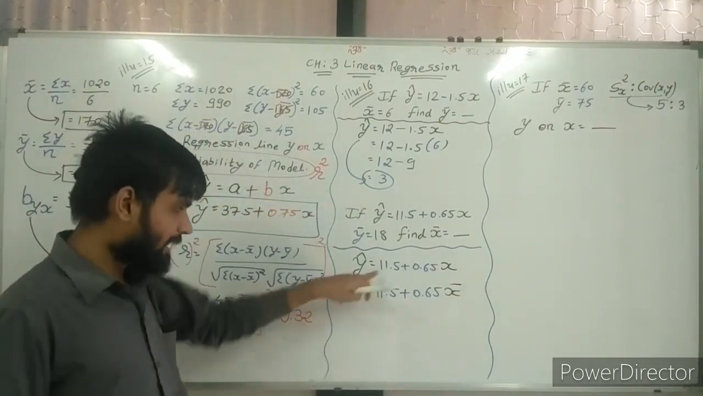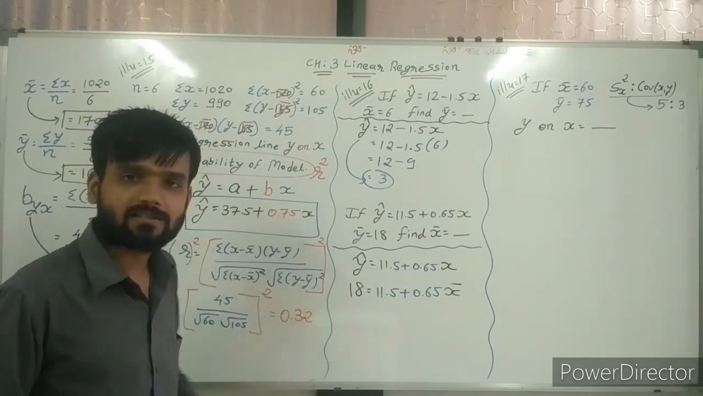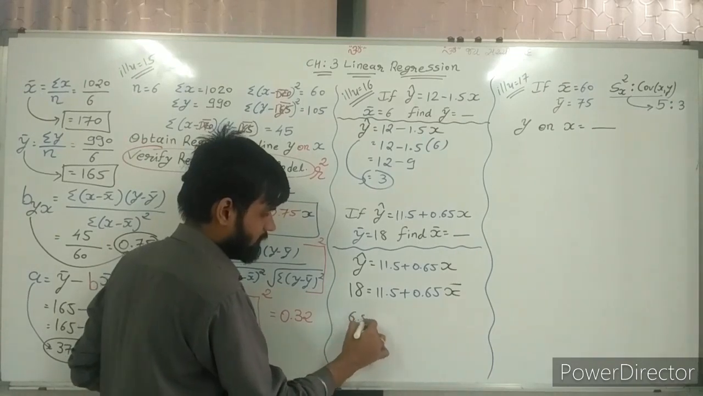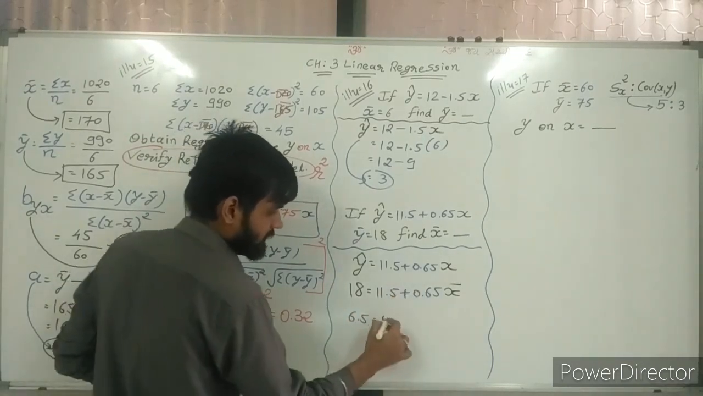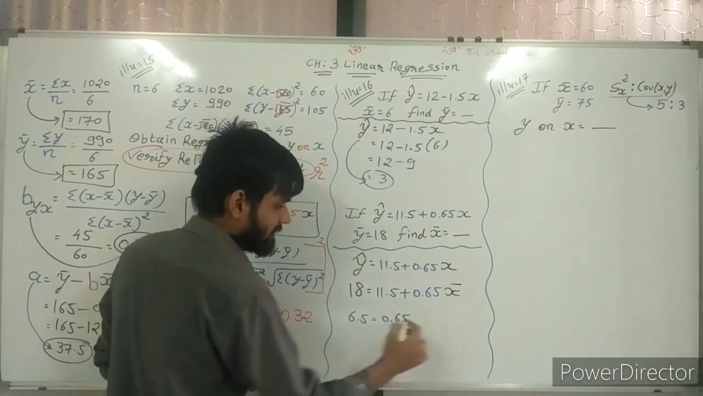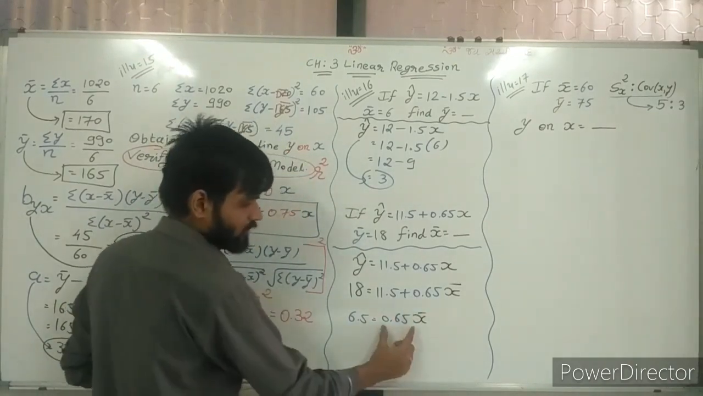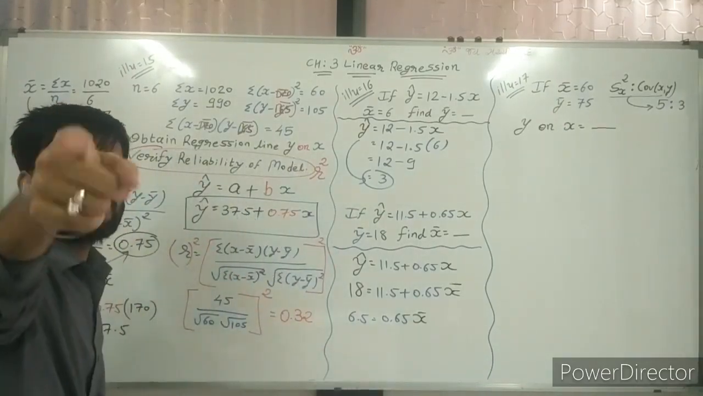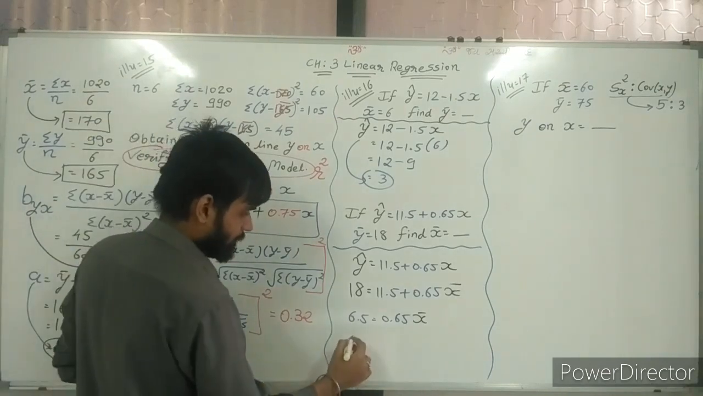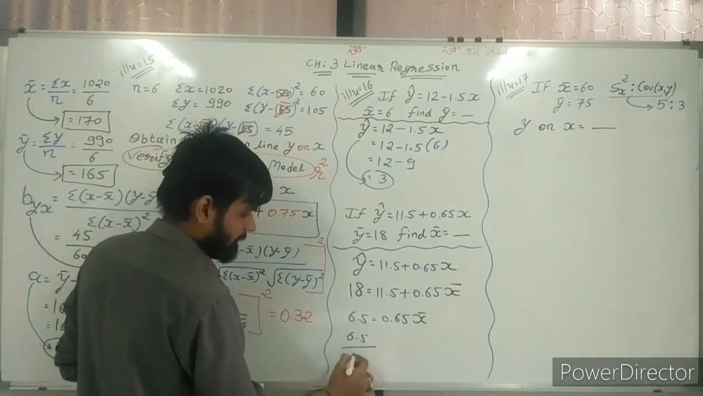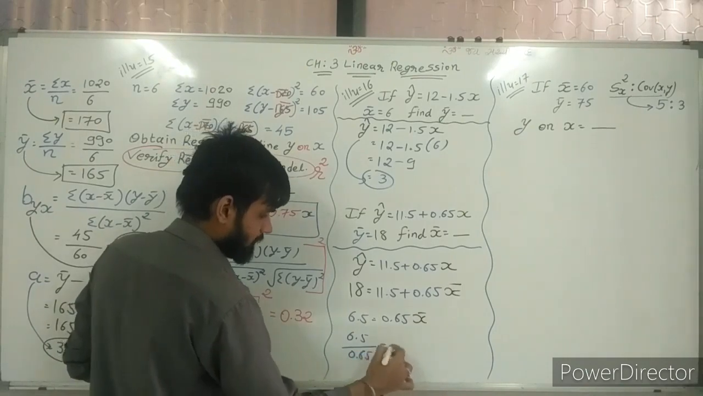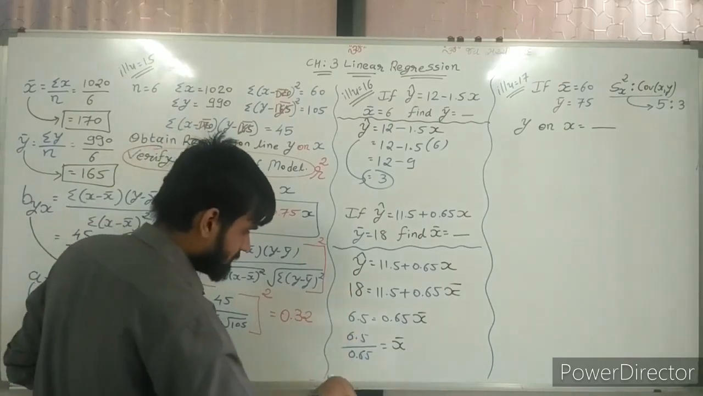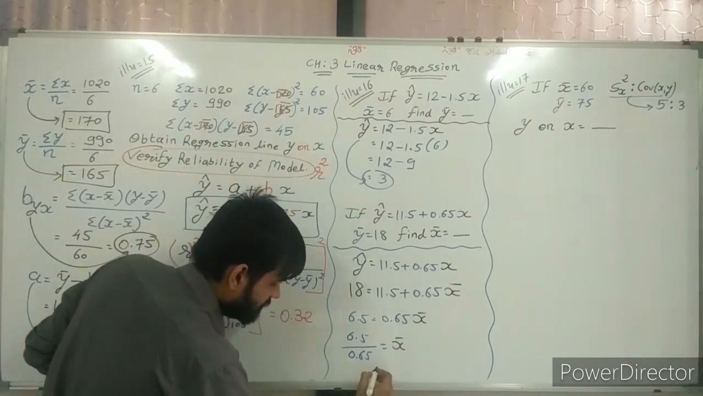So first of all, change the sign of 11.5. 18 minus 11.5. What is my answer? 6.5. 0.65 x bar as it is. Now 0.65 is in multiplication, we are changing its side to division. So divide by 0.65. 6.5 divided by 0.65 is equal to x bar, and you will get the answer 65.